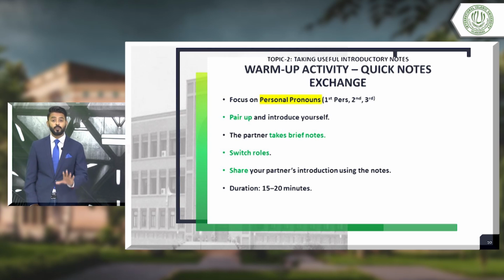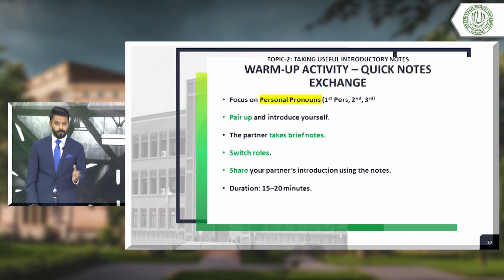First of all, you need to focus on the pronouns, please. Whenever you are introducing yourself, or whenever you are taking notes, keep noticing which pronoun I am using. Either I am using first person, second person or third person. And of course, there are other things related to pronouns which you must have studied in your parts of speech lecture. Now, what is the activity?